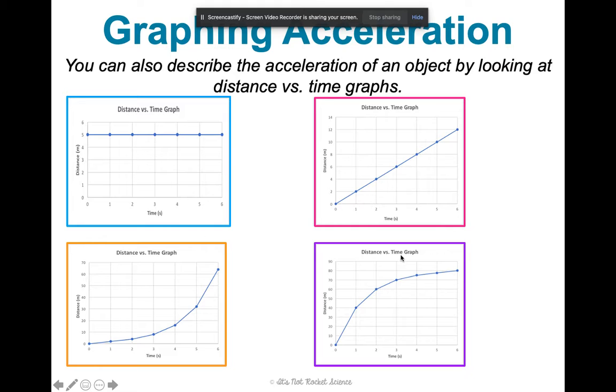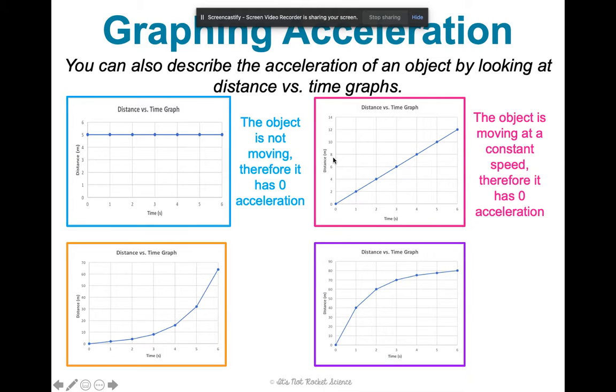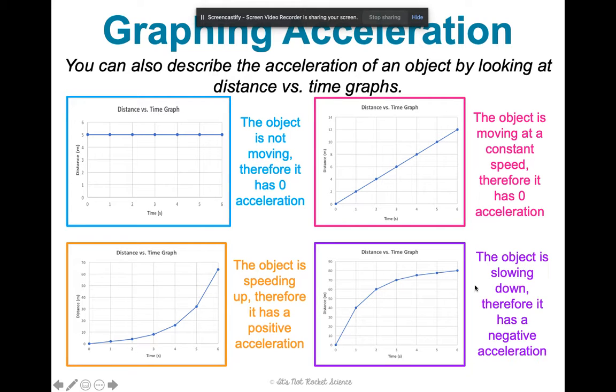We also have a few other graphs here that can help us with distance versus time. This one, the object is not moving, therefore it has 0 acceleration. Same thing, the object is moving at a constant speed, therefore it has 0 acceleration. This one, the object is speeding up, therefore it has a positive acceleration. And here, the object is slowing down, therefore it has a negative acceleration. We have seen these graphs before as distance versus time, but now we're using them to describe acceleration. So you can use distance versus time graphs to describe acceleration.